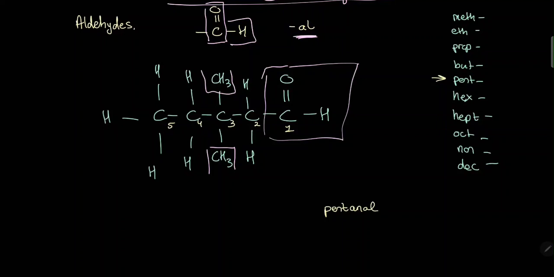Now we have 2 side groups, both methyl side groups, and it's on carbon 3. So it's going to be 3,3-dash. We have 2 of them, so it's going to be dimethylpentanal. Okay, and that's how you name alcohols and aldehydes.